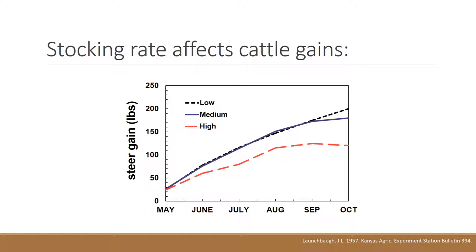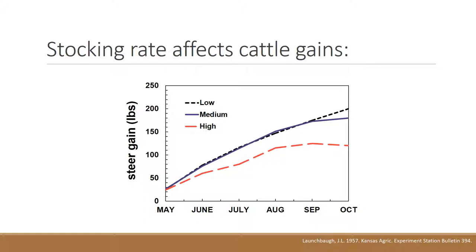Put animals on the range in May, and of course they started gaining weight. And right away he saw an effect of the animals in the high stocking rate, that for some reason they just weren't gaining as well as those in the medium or the low. And throughout the summer, he noticed that those animals in the high stocking rates did grow, but at a much slower rate than those at the medium or low stocking rates. And it wasn't until September or late in the season when he started to see animals at the medium stocking rate diverge from those at a lower rate. So take home message: yes, higher stocking rates can reduce the animal gain.